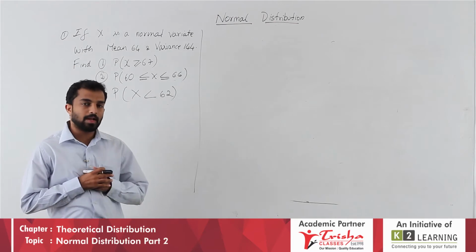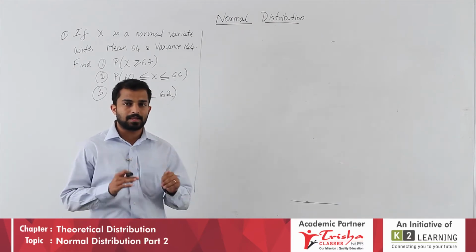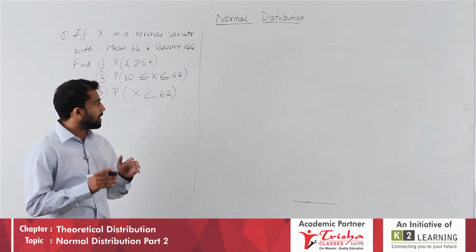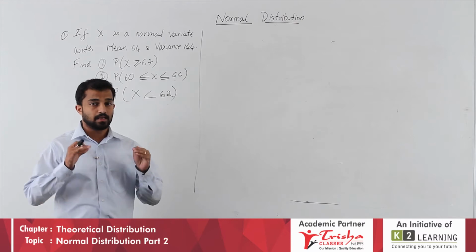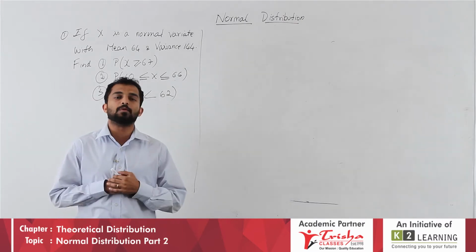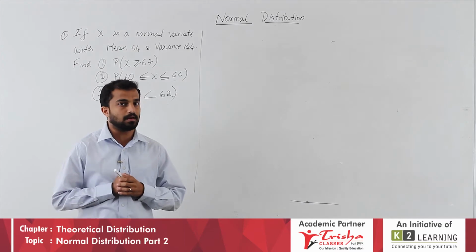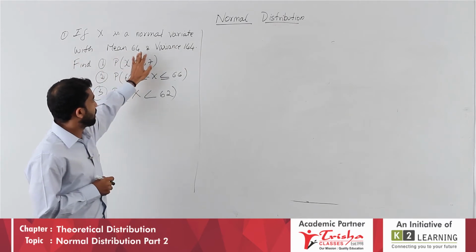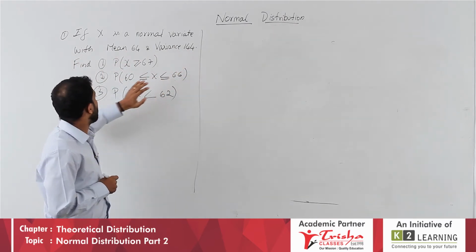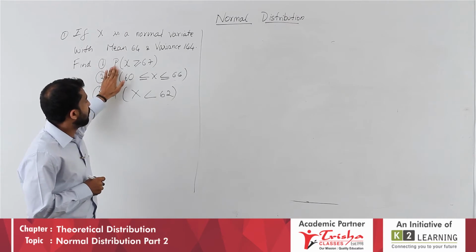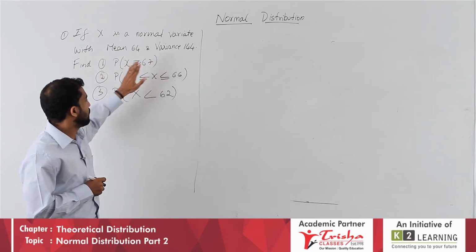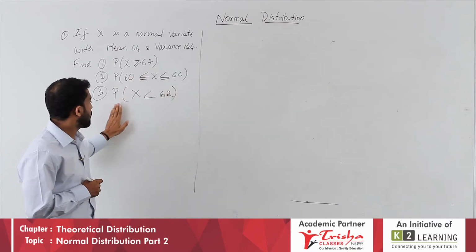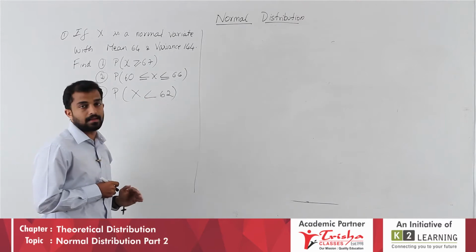So, students, now that we have learned all the properties as well as the area properties of normal distribution and standard normal variate, let us look at a few sums. Firstly, in the bell-shaped curve, how do we find the areas of a normal curve? Now, if x is a normal variate with mean 64 and variance 144, find P of x greater than or equal to 67, probability of the value between 60 and 66 as well as the probability of x less than 62.